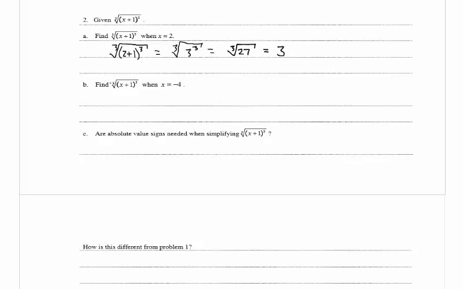In part B, find the cube root of (x plus 1) cubed when x is equal to negative 4. So we plug in negative 4. And we simplify that, and we get the cube root of negative 3 cubed, which is equal to the cube root of negative 27, which is equal to negative 3. So in C, it says are absolute value signs needed when simplifying the cube root of (x plus 1) cubed. And the answer is no.